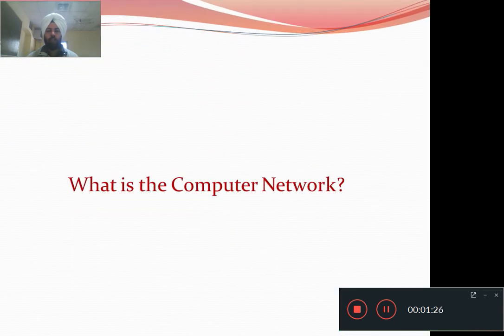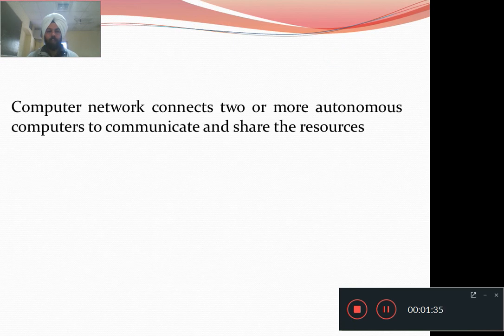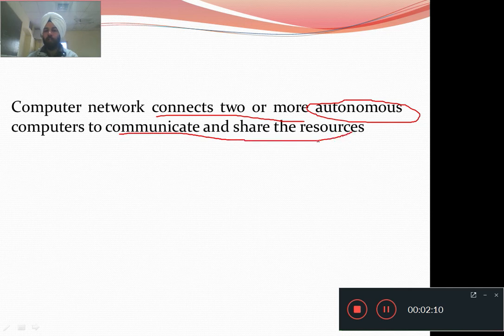First of all, what is a computer network? A computer network connects two or more autonomous computers to communicate and share resources. Here the word autonomous means no one is a server and no one is a client. That means all the computers are on the same level.